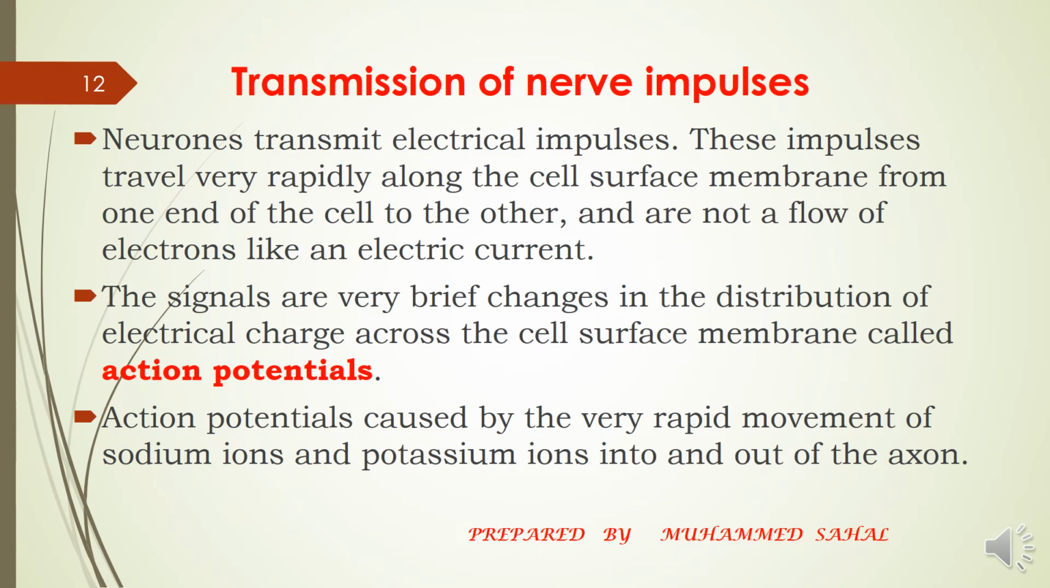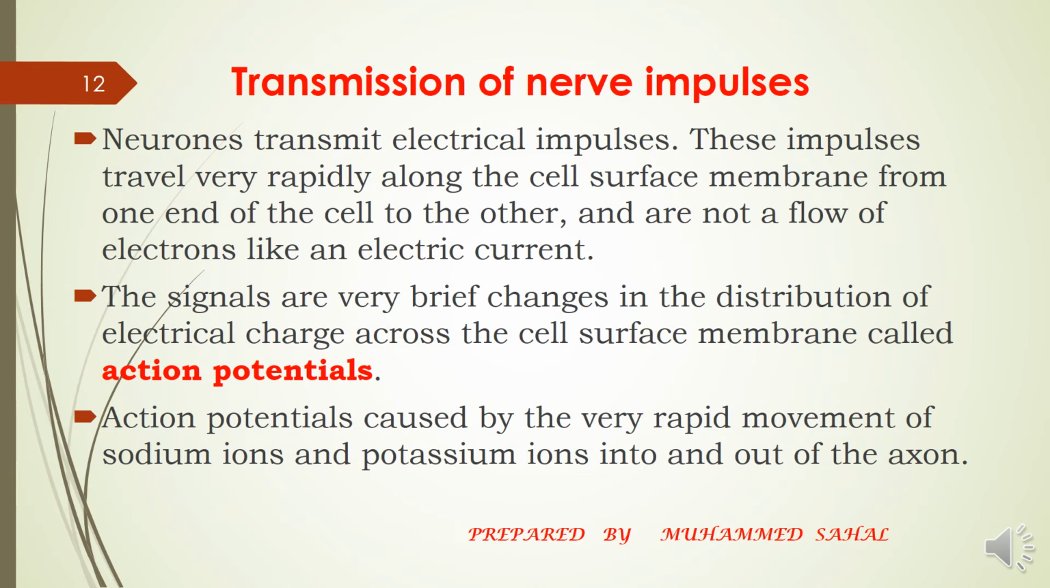Transmission of nerve impulses. Neurons transmit electrical impulses. These impulses travel very rapidly along the cell surface membrane from one end of the cell to the other and are not a flow of electrons like an electric current. The nerve impulses pass from one neuron to another neuron. The signals are very brief changes in the distribution of electric charge across the cell surface membrane, that is called an action potential. Remember this term, action potential.